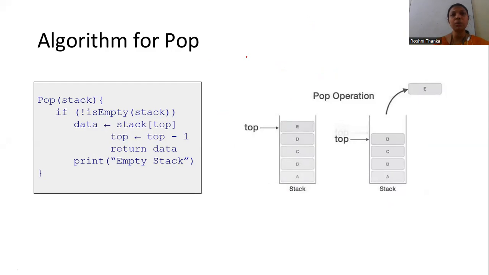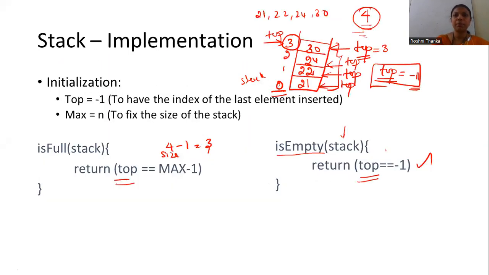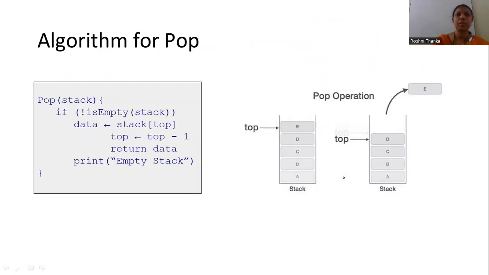We cannot do the deletion, or the pop, when the stack is empty. We cannot take anything out of it. For example, we saw here that when the stack is empty, the top value will be minus 1. So in that case, we cannot do any popping operation. If the stack is not empty, then only can we remove something. Else, we can say empty stack. So if the stack is not empty, then we can pop it out.